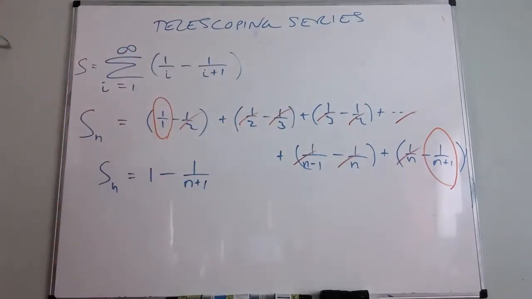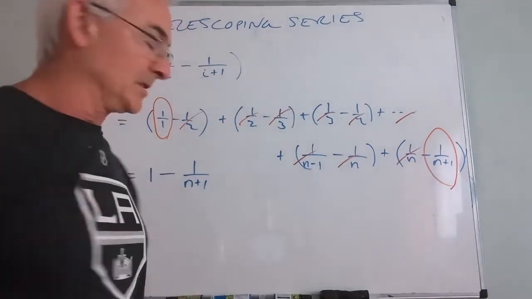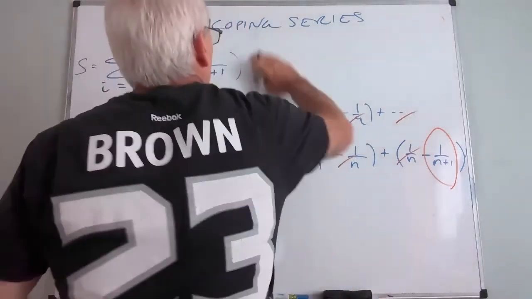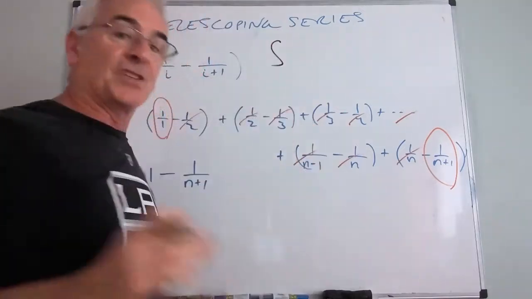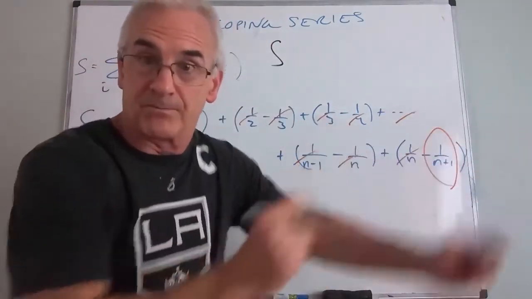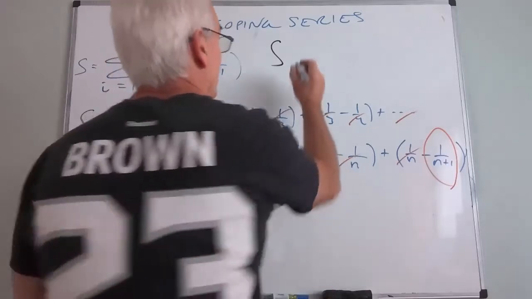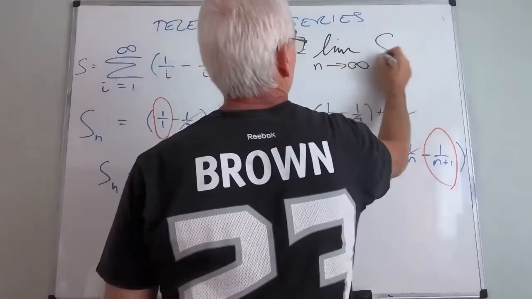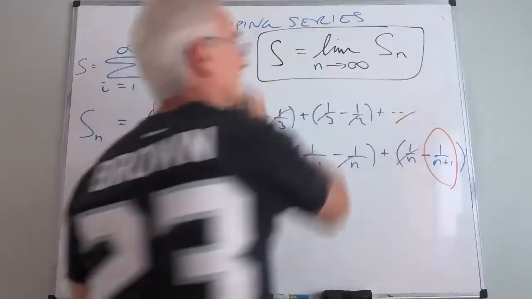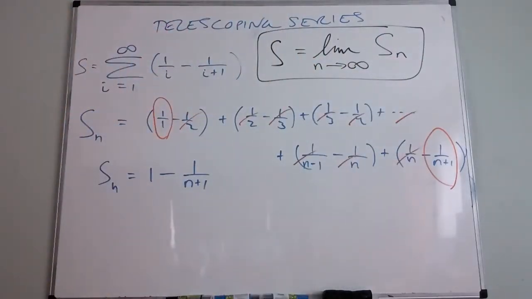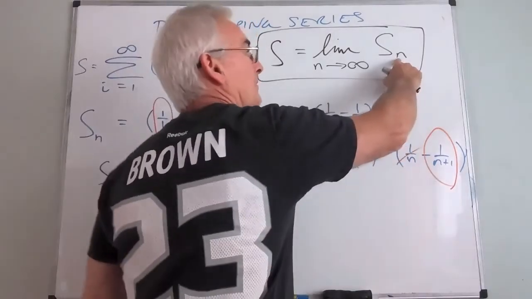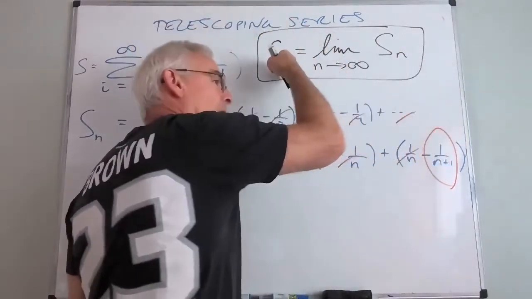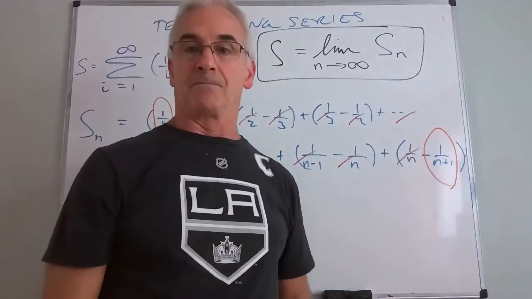Now, how does this help me? Well, here's a major, major, major statement that is always true. I'll put it up here. S, which is the infinite sum, the sum from 1 to infinity, is equal to the limit as n goes to infinity of Sn. Doesn't matter what your series is. This is absolutely always true. Remember what this meant? This meant the sum of the first n terms. So if I allow n to approach infinity, then I would get all the terms. That makes sense, doesn't it?